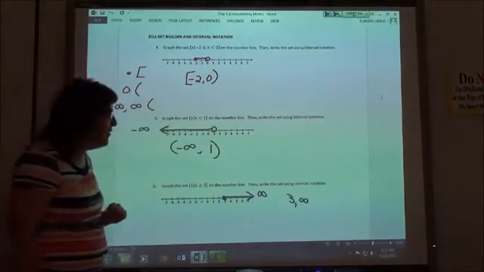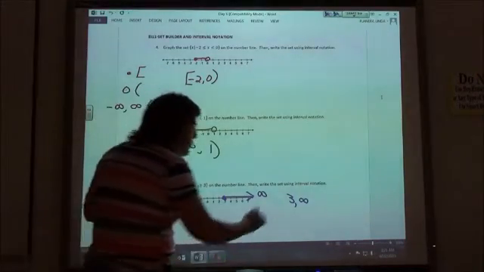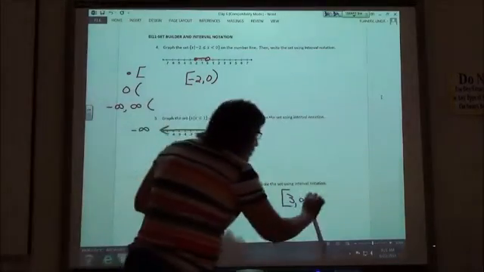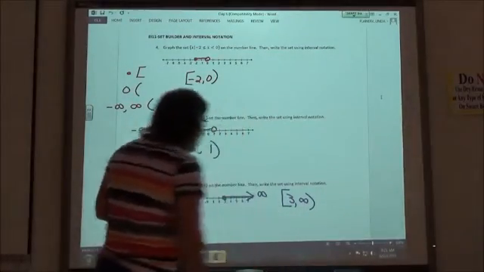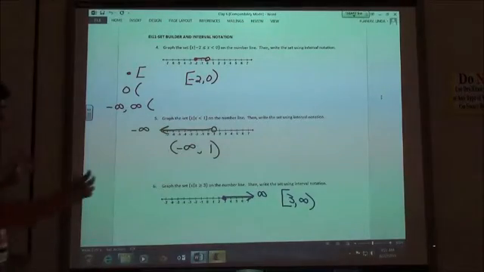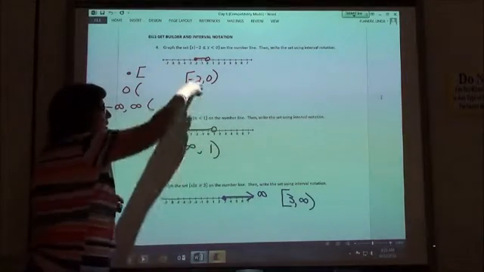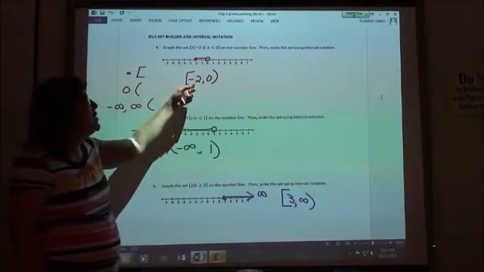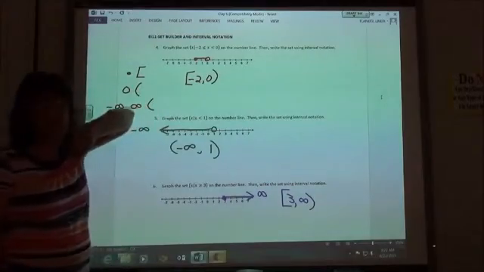The 3 has a filled in dot. We are equal to the 3, so we use a bracket. Infinity, we can't be on, so we're going to use parentheses. So interval notation should be a shorter way of writing this. Once you start taking higher level math like trig and calculus, you're going to see interval notation more often than you'd see the inequality notation.